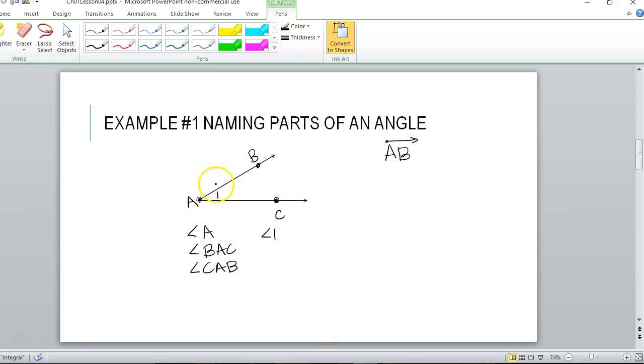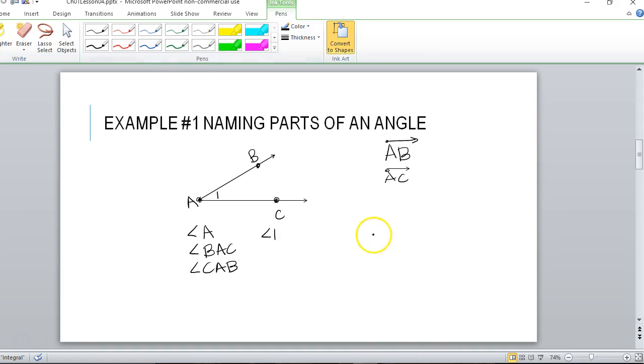All right, sides of the angle, like I said, are rays. So I have ray AB. I also have ray AC that both help to form that angle. All right, so I'm going to let you try one here.